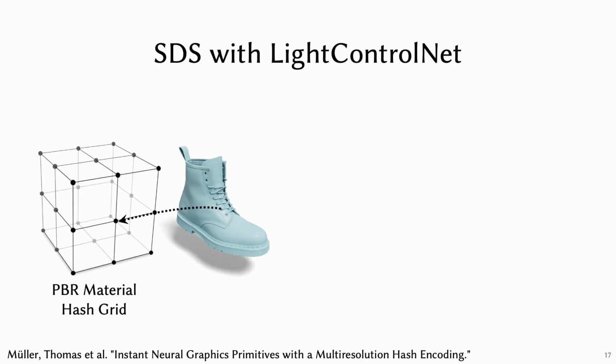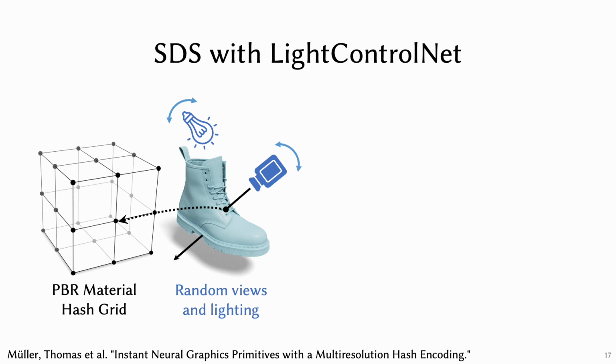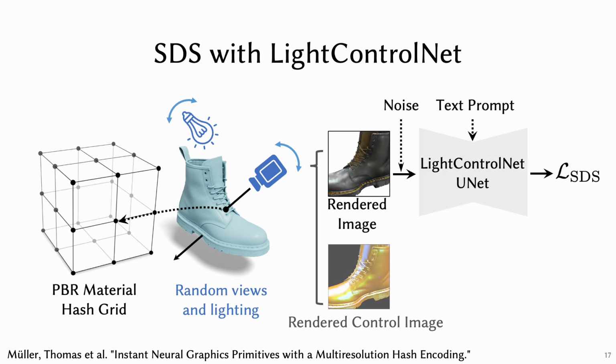With our LightControlNet trained, we can replace the Stable Diffusion in SDS loss with our new LightControlNet. Specifically, we use a hash grid to represent our texture as PBR materials. And we randomly sample camera viewpoints and lighting to render images. The LightControlNet SDS also requires us to render the corresponding control image using the conditioning materials with the same lighting. This might give reasonable results, but the full SDS optimization usually takes an hour, which is too slow.